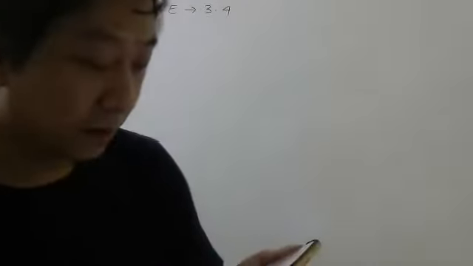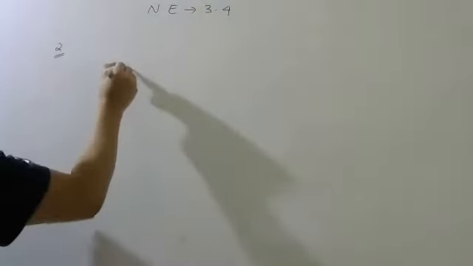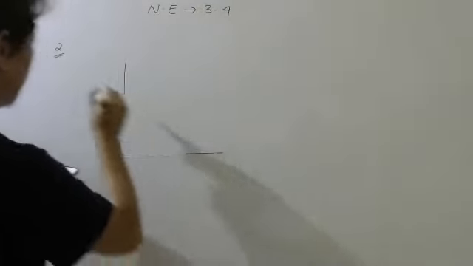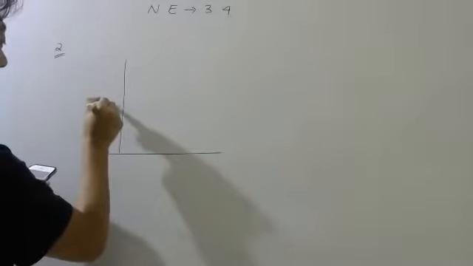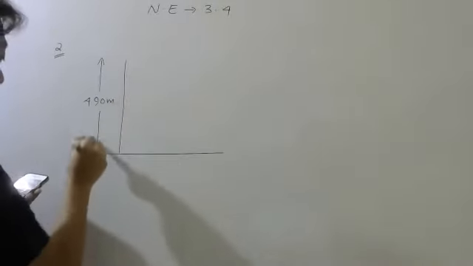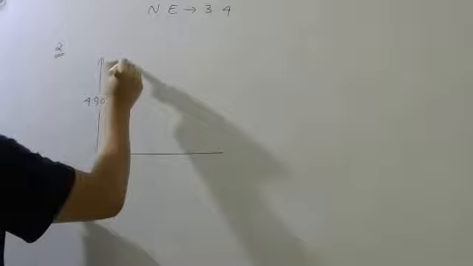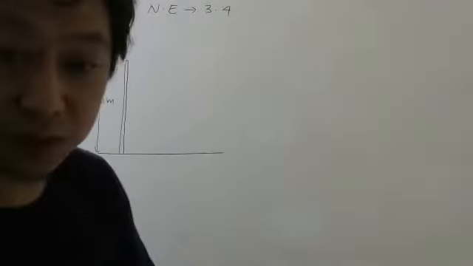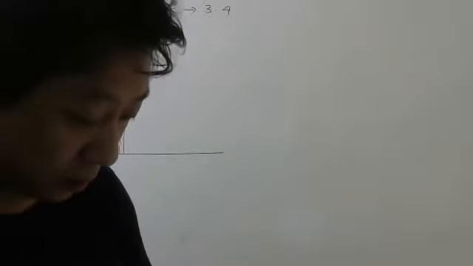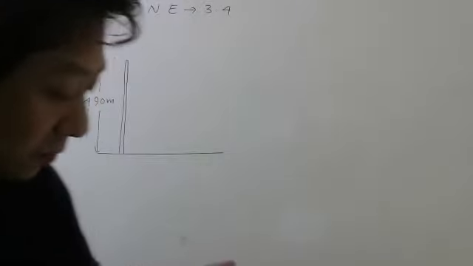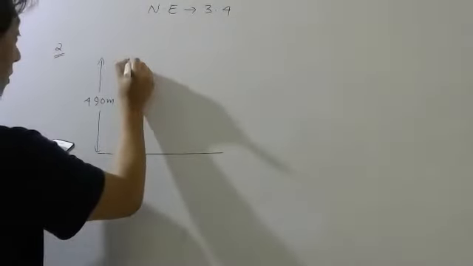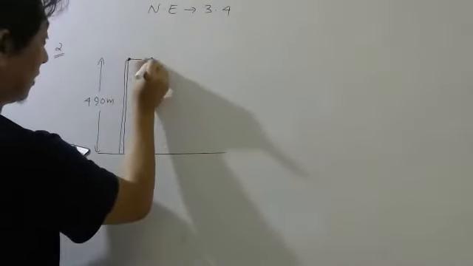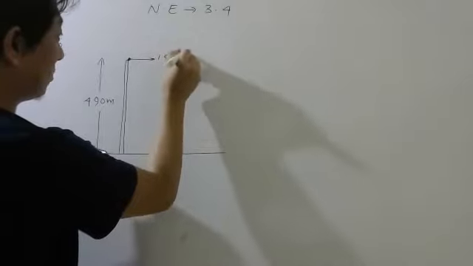Okay, see question number 2. A hiker stands on the edge of a cliff 490 meters above the ground. So there is a cliff of 490 meters. One hiker is standing on the cliff. This is the cliff, let's say, and he throws a stone horizontally with an initial speed of 15 meters per second. So he is throwing the ball horizontally, with a speed of 15 meters per second.